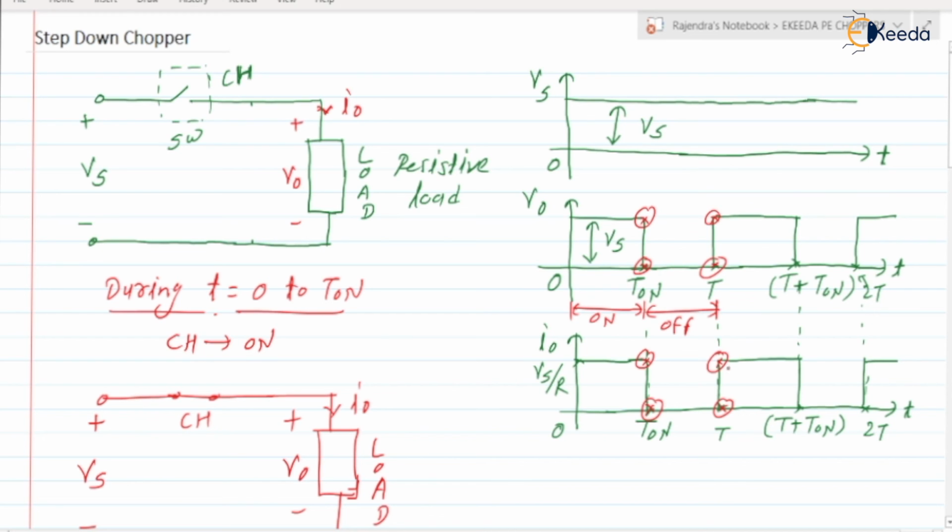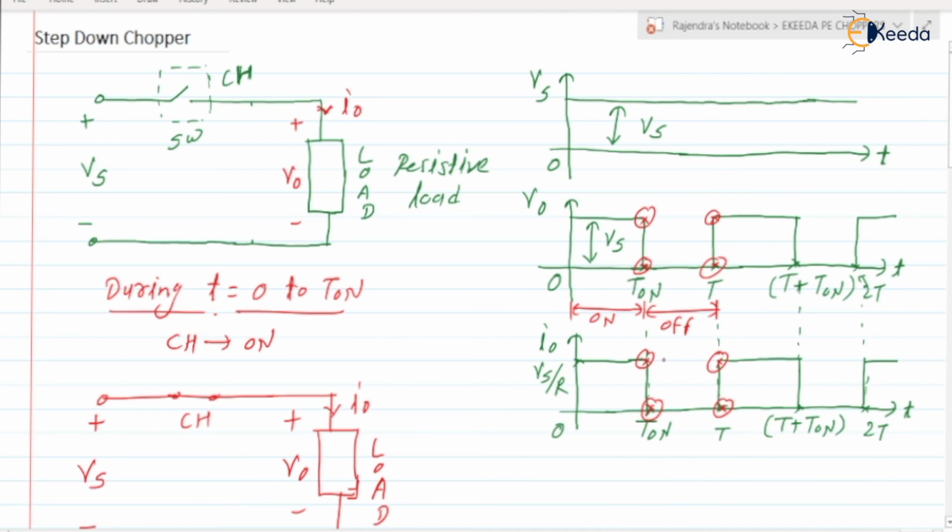Okay, so if we apply this V0 and I0 to the load, will it affect the load performance? Definitely. Suppose we apply this waveform to any DC load, then it will affect the performance of the load, so it will degrade the performance of the load.